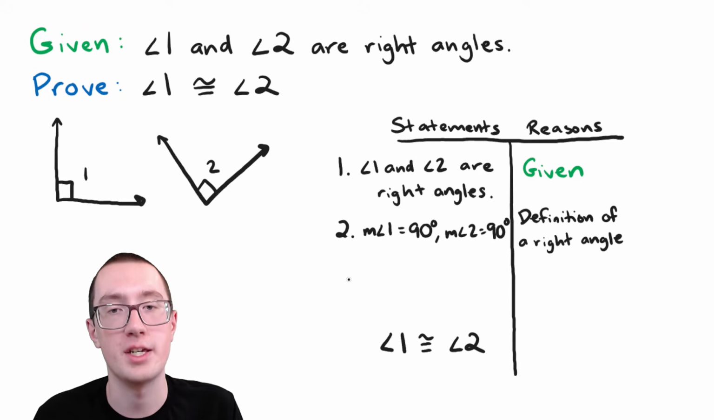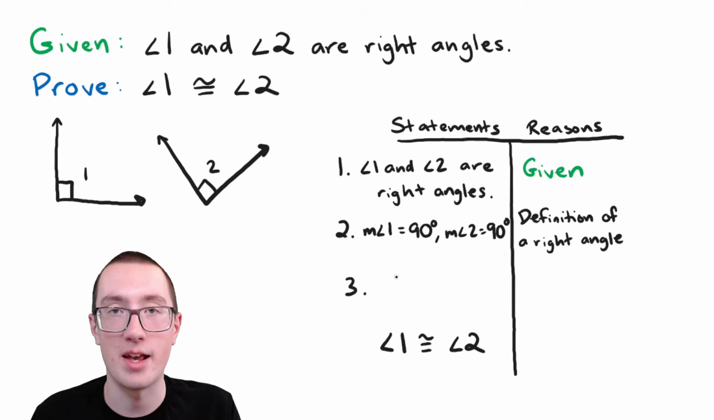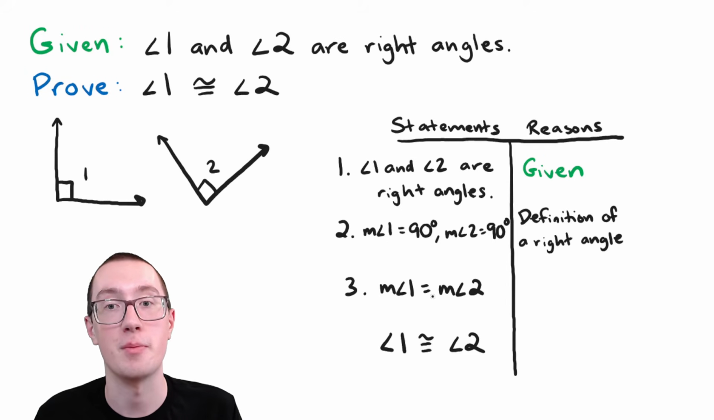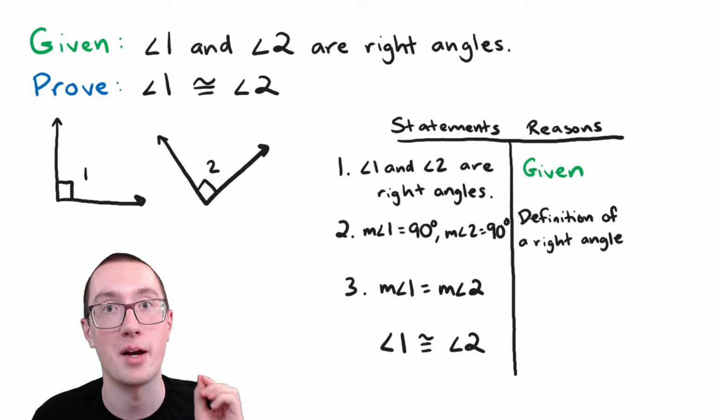We skipped over the step that says that because angle 1 is 90 and angle 2 is 90, that means that angle 1 and angle 2 are equal. I know this seems completely pointless, like of course they're the same number, that means they're equal. But that is another step that you have to write down. Remember, you have to write down every step.